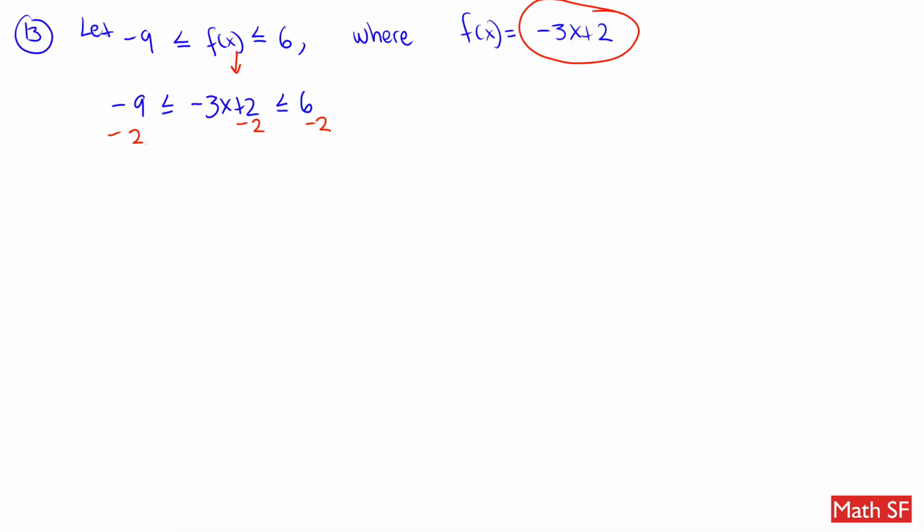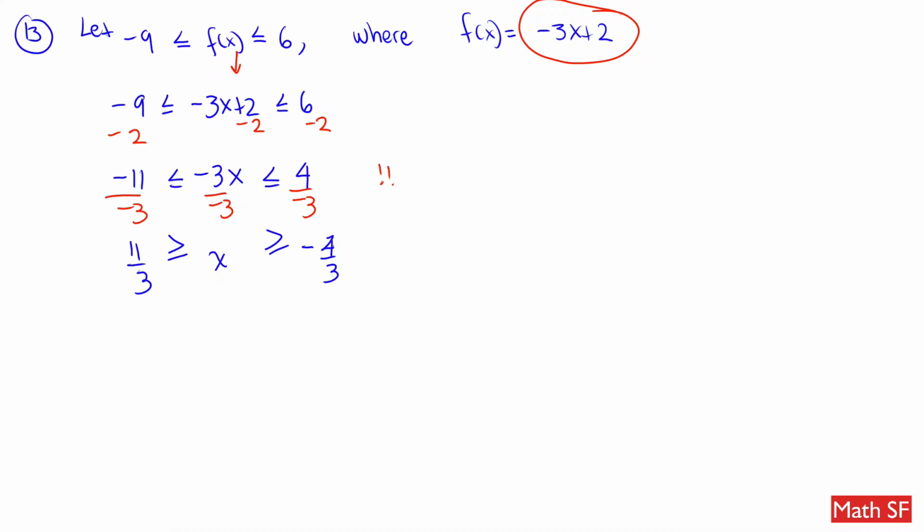And I will have here negative 11 less or equal to negative 3x less or equal to 4. Then what I'm going to do here is divide by negative 3 each side, each of them. But whenever you divide by a negative number, remember that you must switch the signs, like the inequality symbol. So let's switch them. And then you will have negative 11/3 less or equal to x less or equal to negative 4/3. So that should be your answer. It's telling you that x is between those values.